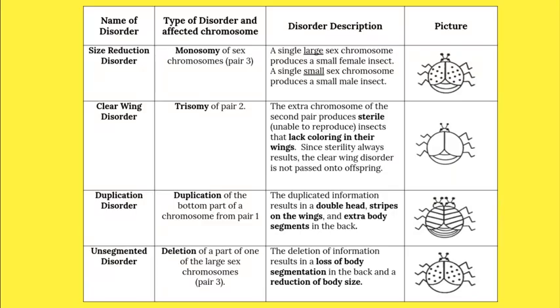And then I would have to pull up this table here of the mutations, all the disorders they could have, and figure out which one she has. So trisomy of pair 2 looks like it's the second option, clear wing disorder. The extra chromosome of the second pair produces sterile, unable to reproduce insects that lack coloring in their wings. Since sterility always results, the clear wing disorder is not passed on to offspring. All right, so this bug would have clear wing disorder. So that's what I would answer for my red bug example.